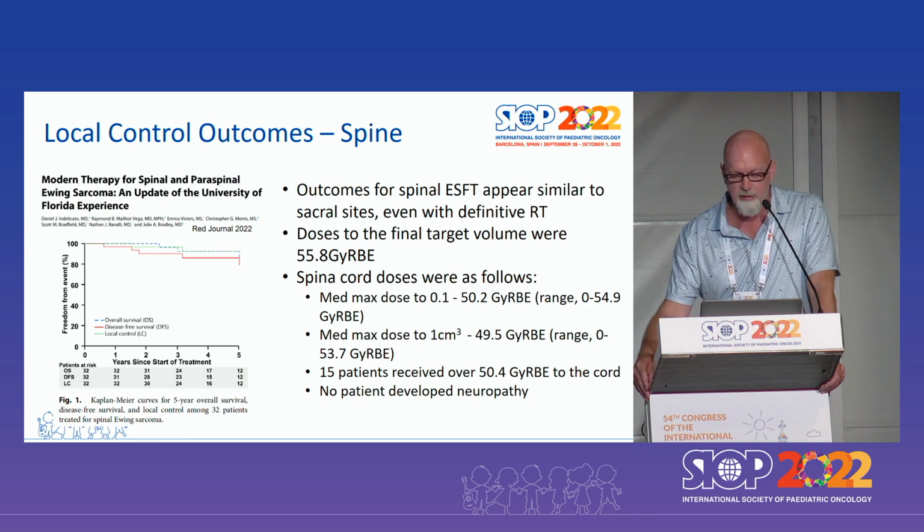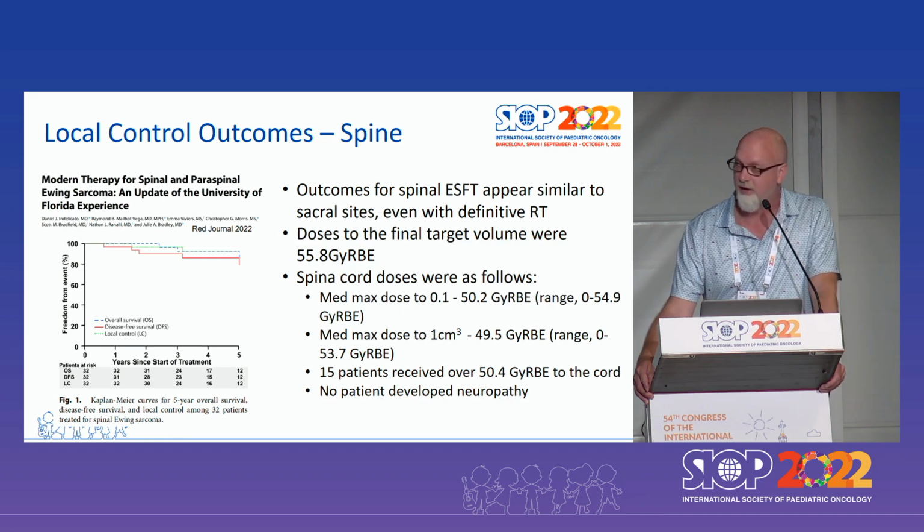More recently, there have been a number of publications, and I picked this one here that was a proton experience for spinal and paraspinal Ewings. The local control in this particular publication is excellent. The doses to the target volume were 55.8 gray using proton beam radiation.